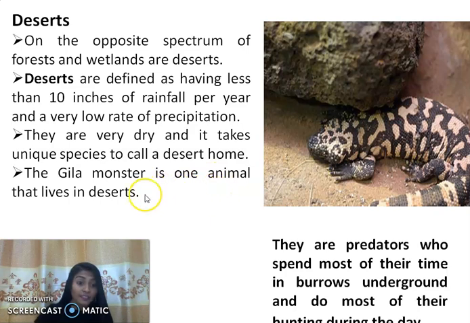Is one animal that lives in the desert. See what the Gila monster does? They are predators, right? They kill, and they spend most of the time in burrows underground. So they make the burrows, that is a type of hole underground, and they live there and do most of the hunting during the day.